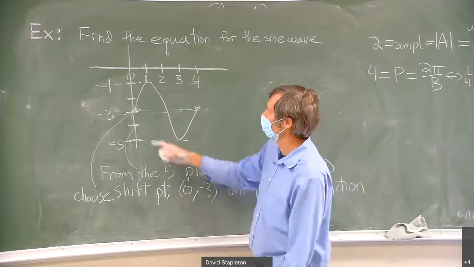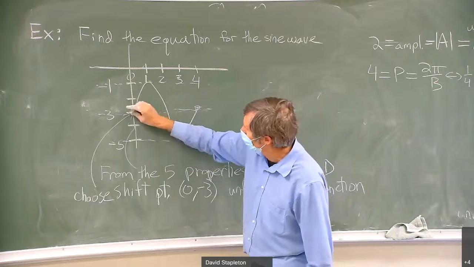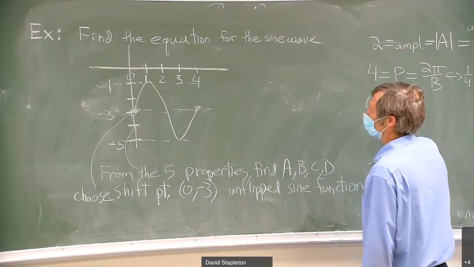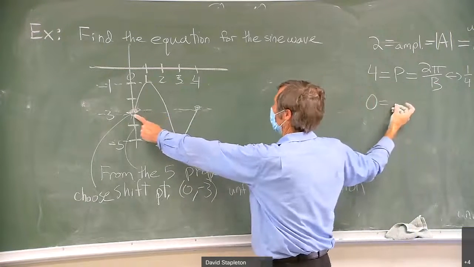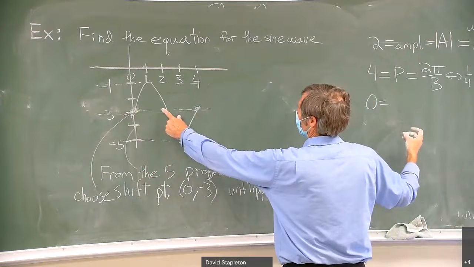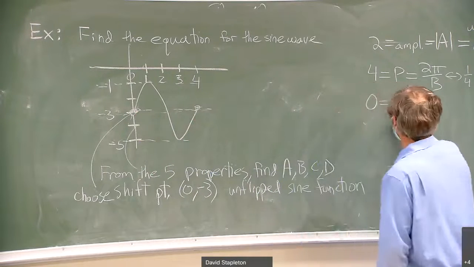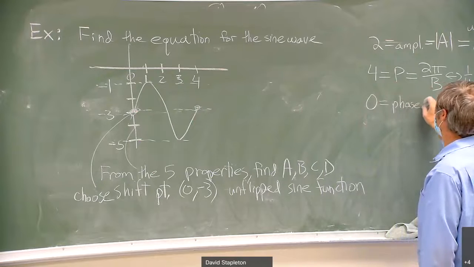Now I look at the phase shift. The phase shift is 0, right? Because it's the horizontal shift. Choosing this shift point, the phase shift is 0. If I choose this one, the phase shift is 2. If I choose this one, the phase shift is 3, etc. So 0 is the phase shift I chose.